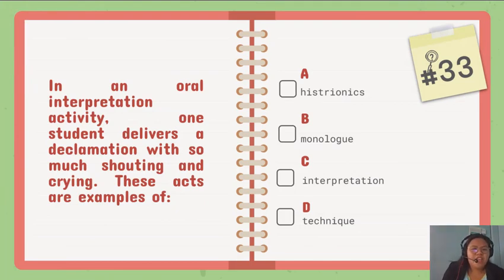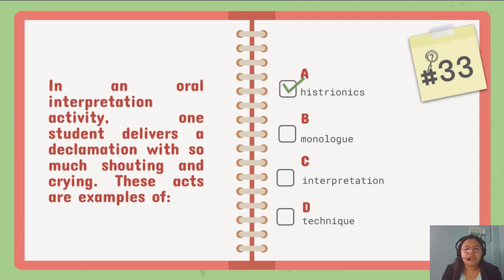Number 33. In an oral interpretation activity, one student delivers a declamation with so much shouting and crying. These acts are examples of A. Histrionics, B. Monologue, C. Interpretation, or D. Technique. The correct answer is A.